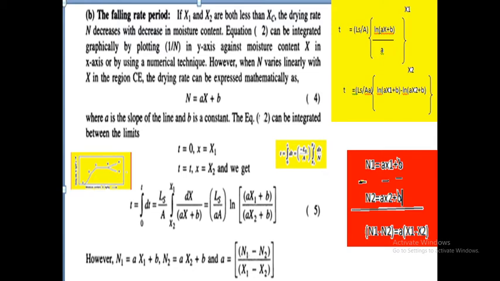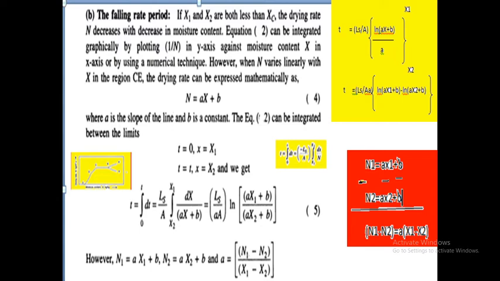So what is the general expression? Y is equal to mx plus c. What about the y-axis? The y-axis is the drying rate, capital N. The x-axis is the moisture content, capital X. So compare the general expression and our case. In our case, Y is capital N, small x is capital X. What about the slope? The slope m is equal to A. What about the intercept? The intercept is equal to B. Are you clear or not?